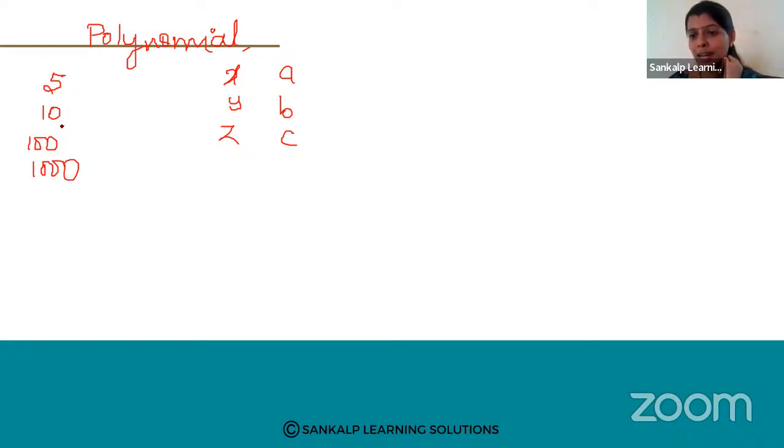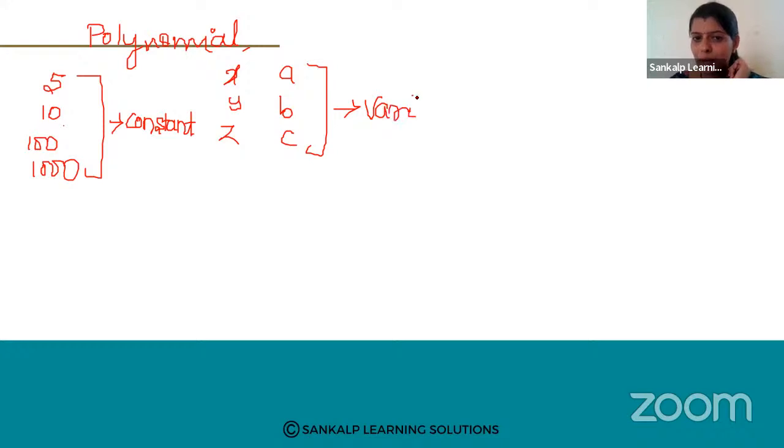Yes, 5, 10, 100, 20 are there. So what do you call these? These all are constant terms, right? So constant. And these are what we call a variable. Constant and variable. What is the difference between constant and variable? Yes, my dear children, what is the difference between constant and variable?